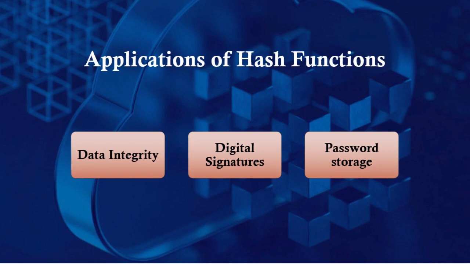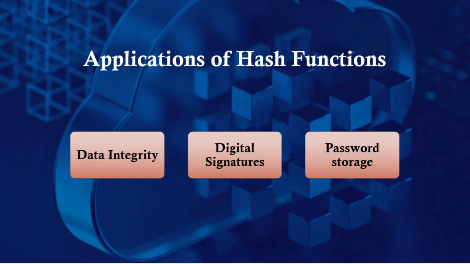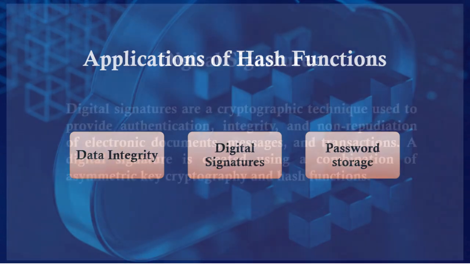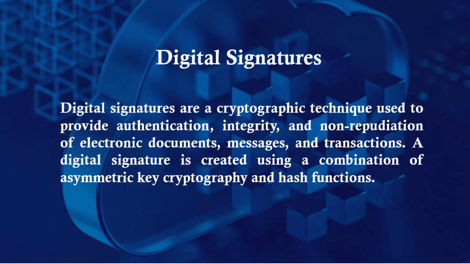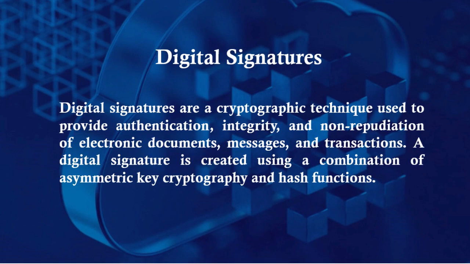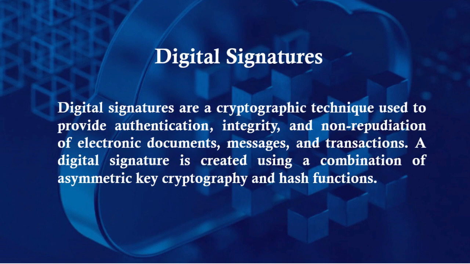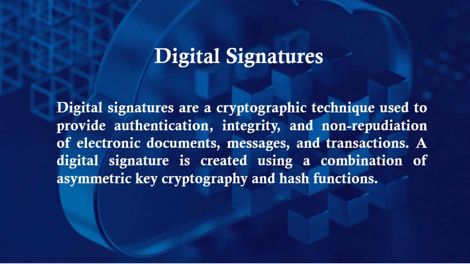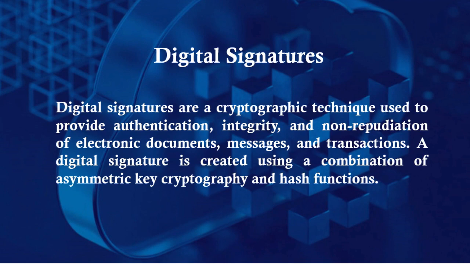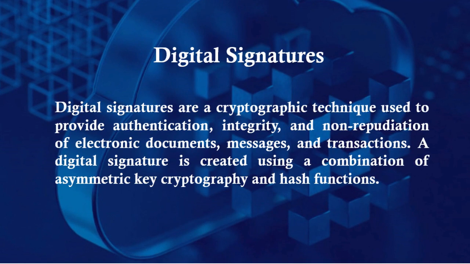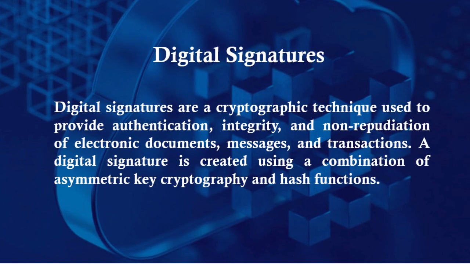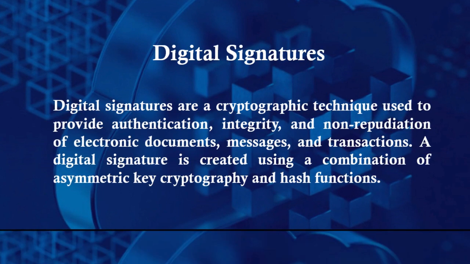However, due to advancements in cryptanalysis, some of these hash functions have become vulnerable to attacks, and newer hash functions such as SHA3 are recommended for new applications. The fourth technique is digital signatures. It is a cryptographic technique used to provide authentication, integrity, and non-repudiation of electronic documents, messages, and transactions. A digital signature is created using a combination of asymmetric key cryptography and hash functions.